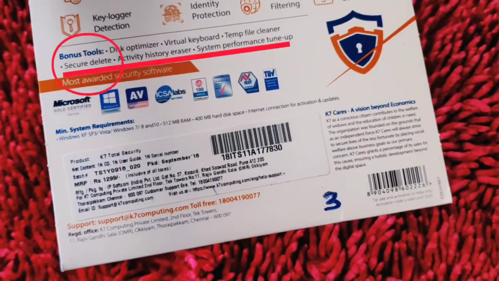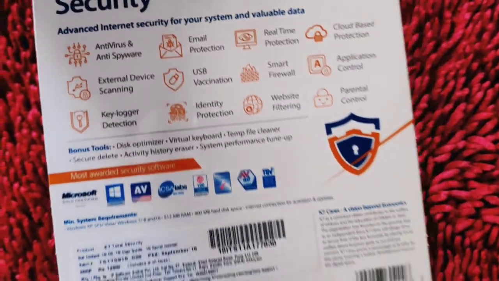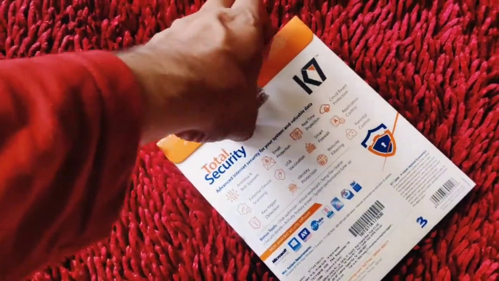I bought this K7 software from the market for around 400 rupees. This software is easy to use, and it automatically detects and removes viruses from your PC. Let's open it.